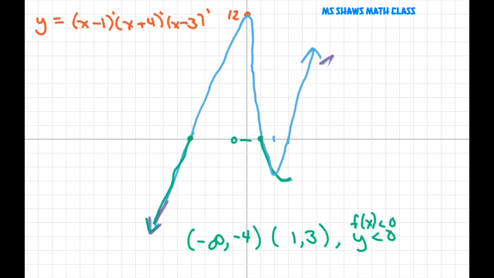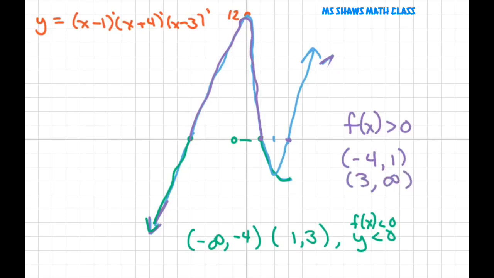Now where our y is positive is right through here. This is the part of your graph where it's positive. So f of x is positive, or y is positive, from negative 4 to 1 and from 3 to infinity. And that's it. Have a nice day. Bye-bye.